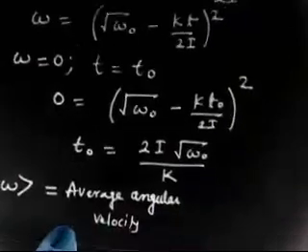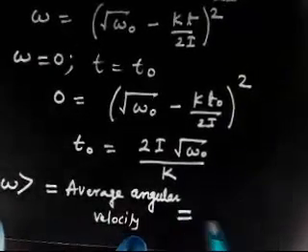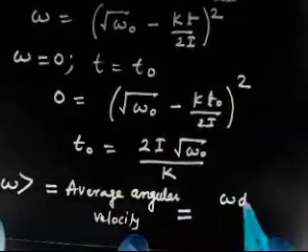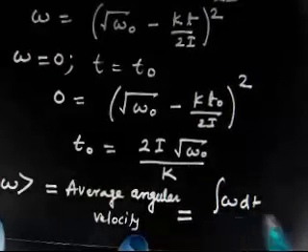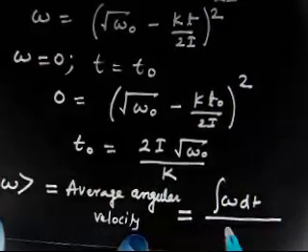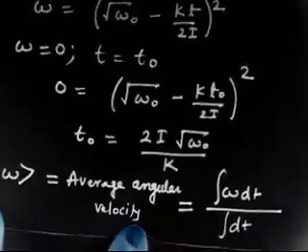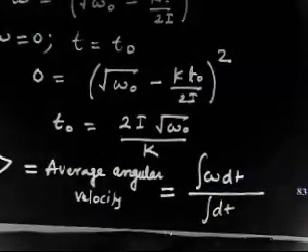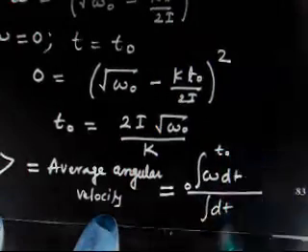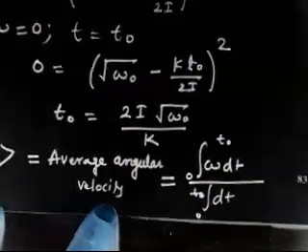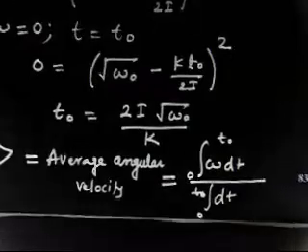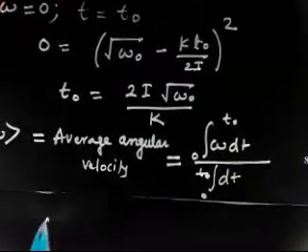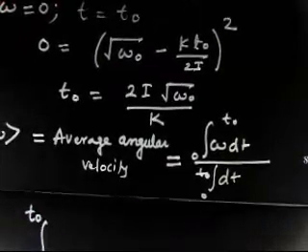So this will be given as total distance by total time, that is omega into dt. This will give you total theta divided by dt, that will give you total time. So this is the integration we have to solve, and time will go from 0 to t naught. The lower integration is easy. The upper one is slightly difficult. So let us try to do the upper integration, 0 to t naught.